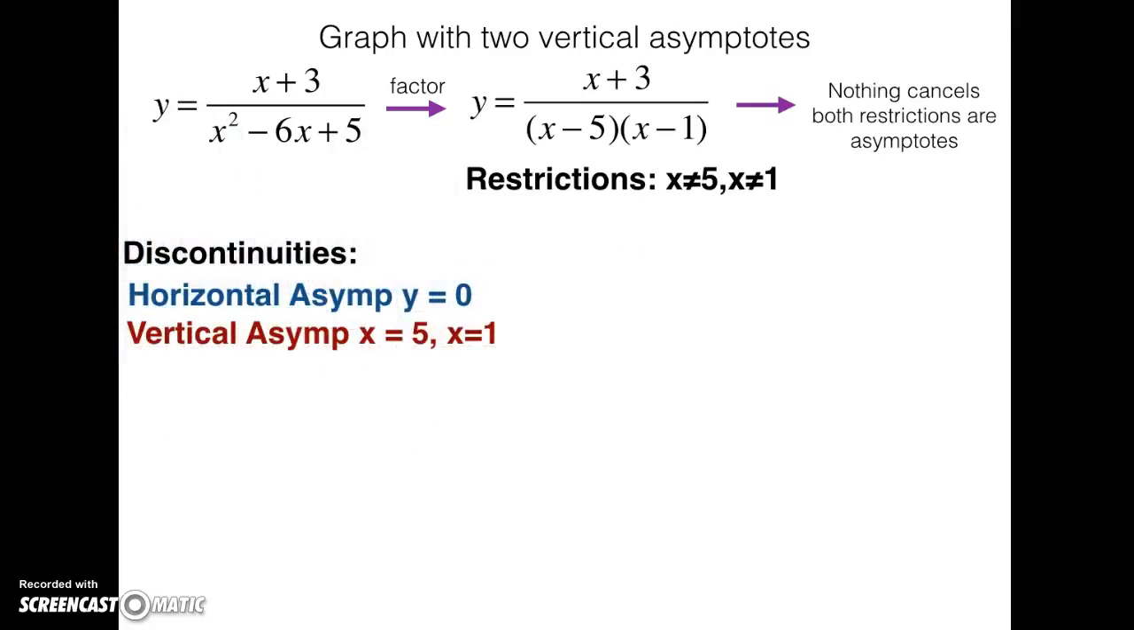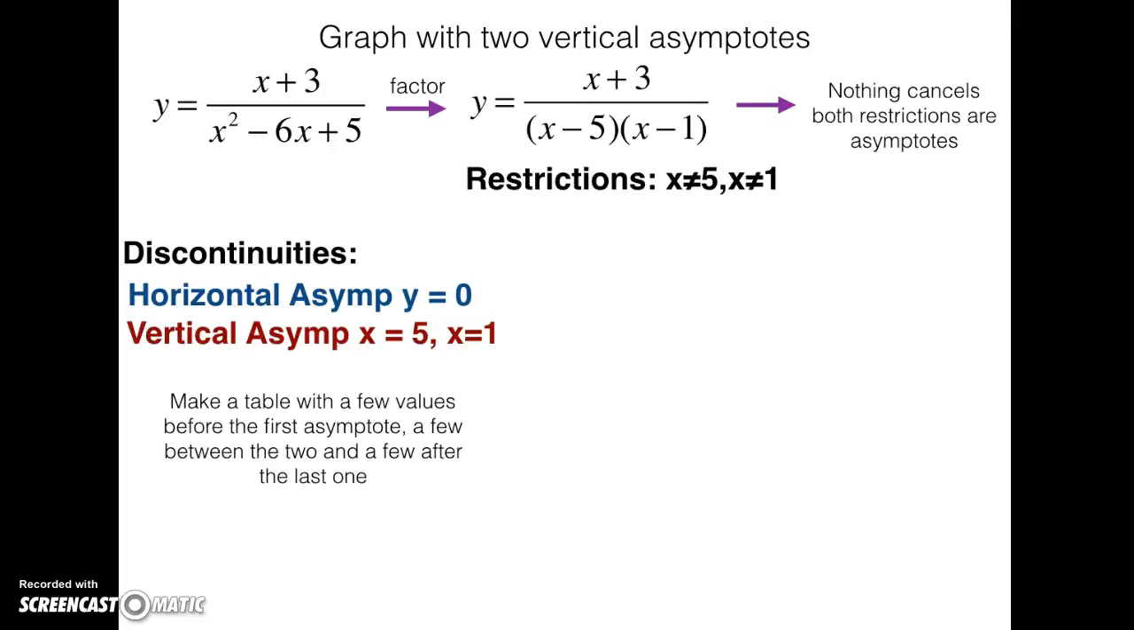Our horizontal asymptote is going to be at 0 because the power of the numerator is x, the power of the denominator is x squared. Since the bigger power is on the denominator, our horizontal asymptote is at y equals 0. And then our vertical asymptotes are x equals 5 and x equals 1.